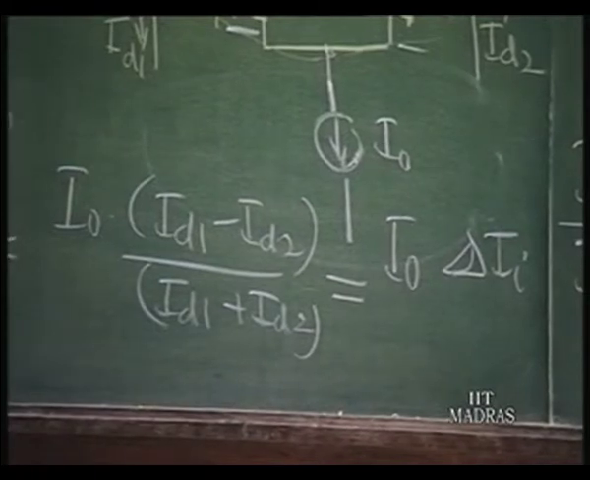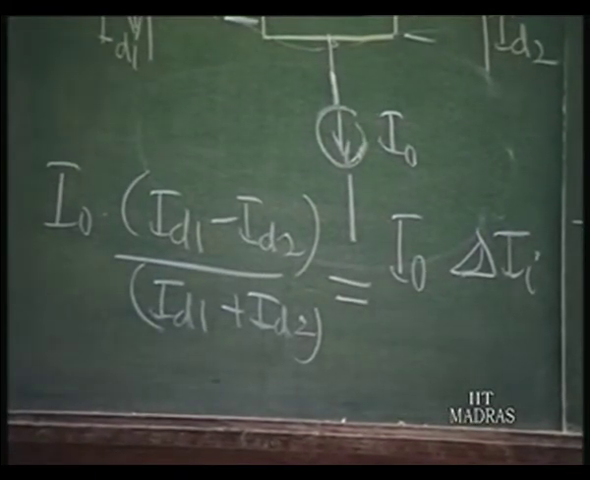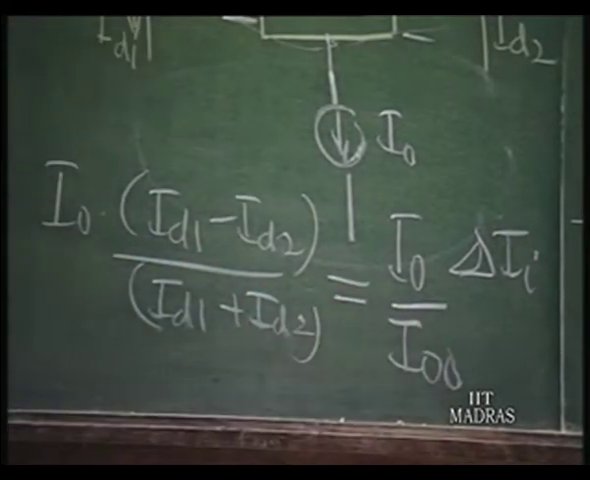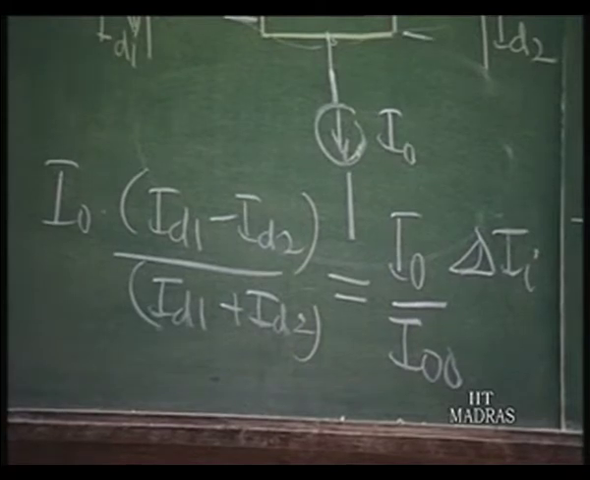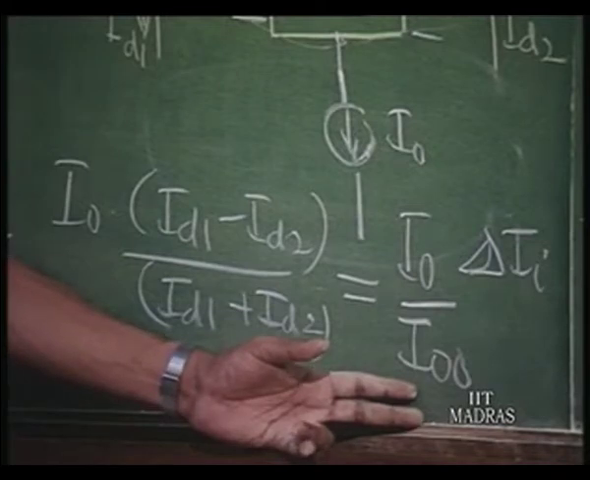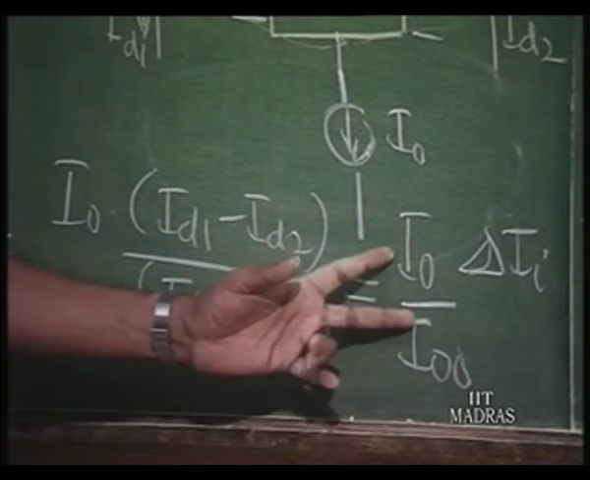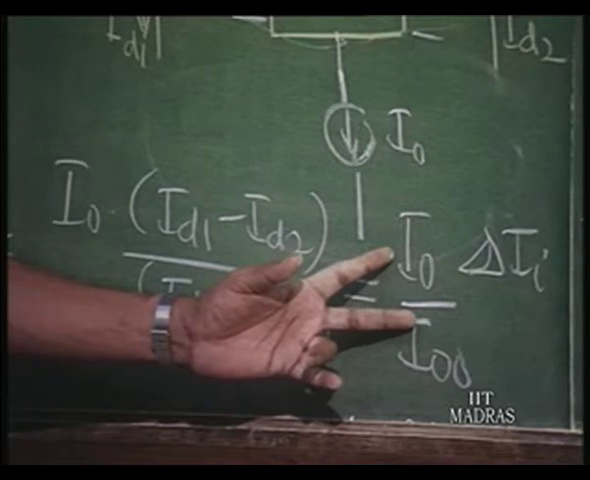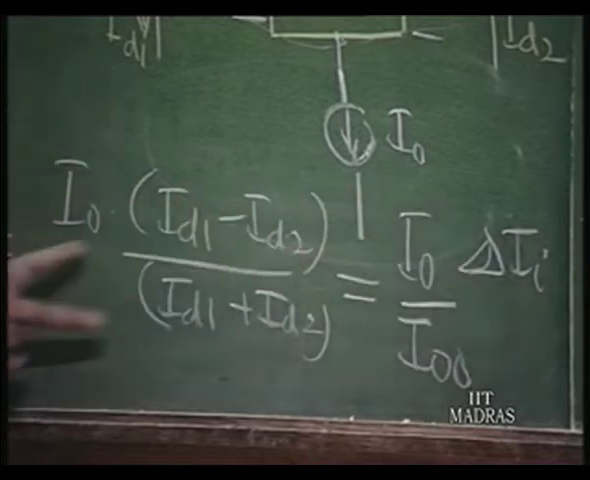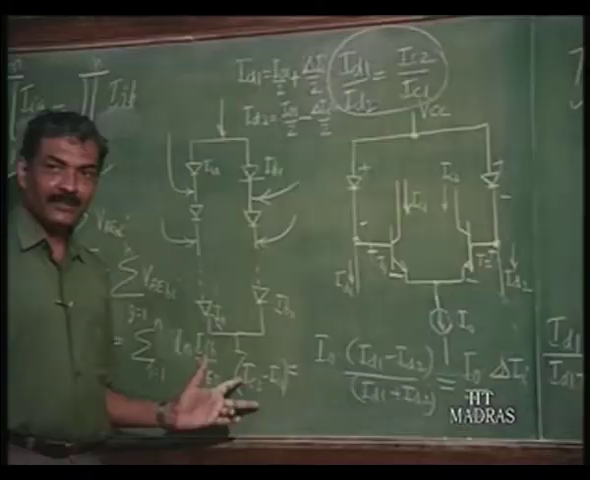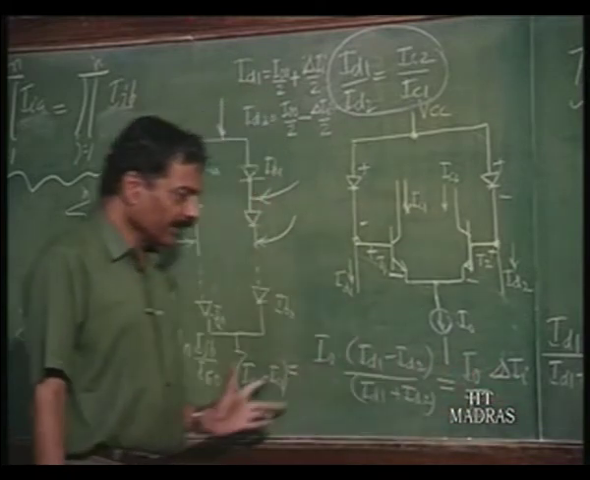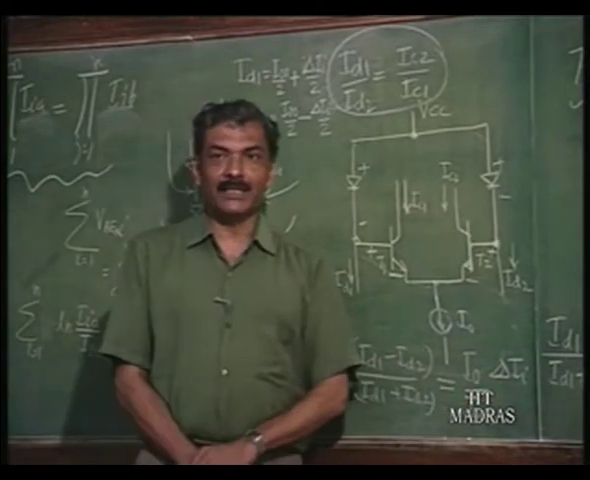ID1 plus ID2 is simply I naught naught. This is of great significance because you can see I naught naught is a DC current. Suppose this is 1 milliampere and I naught is 10 milliamperes. You are getting a gain of 10 for the current amplifier, as the output differential current. This is the input differential current. Output differential current is simply 10 times input differential current.